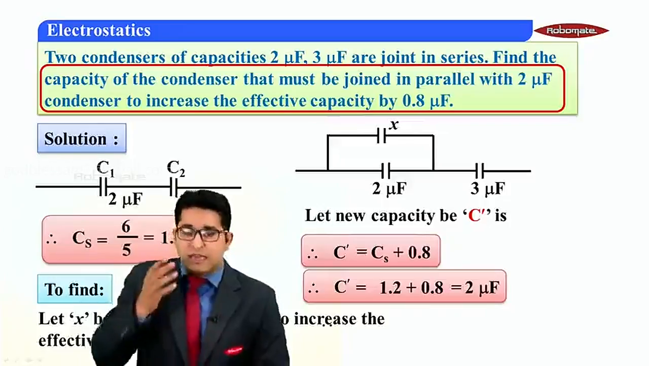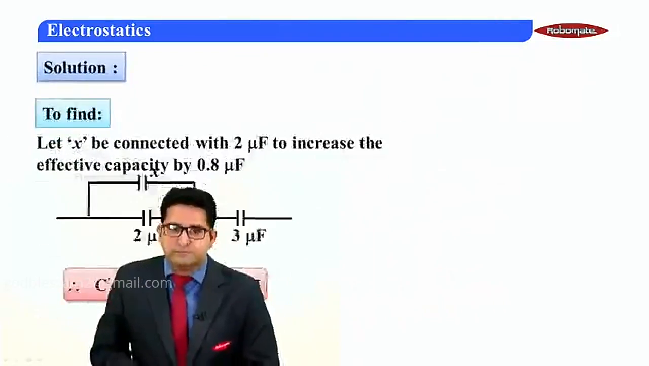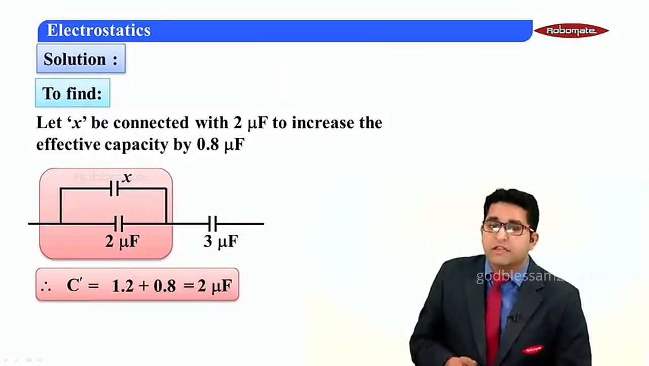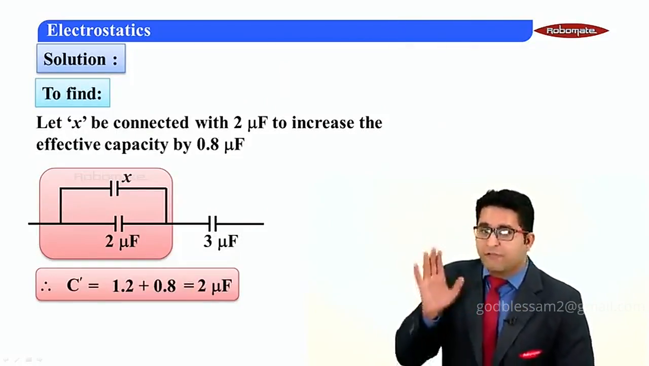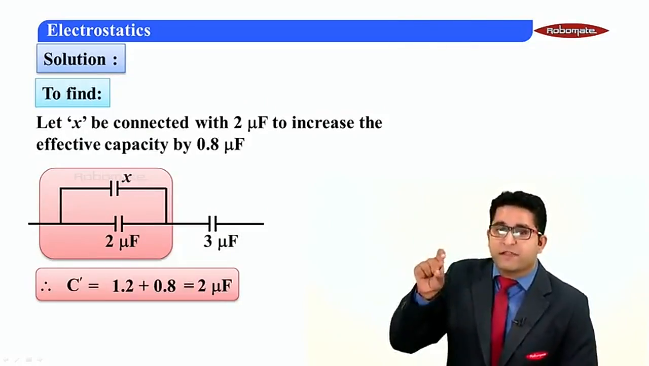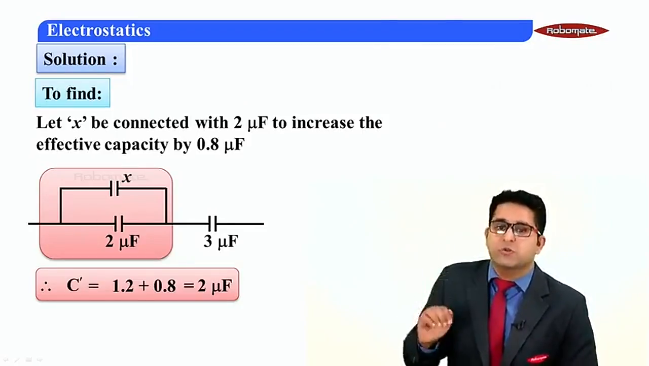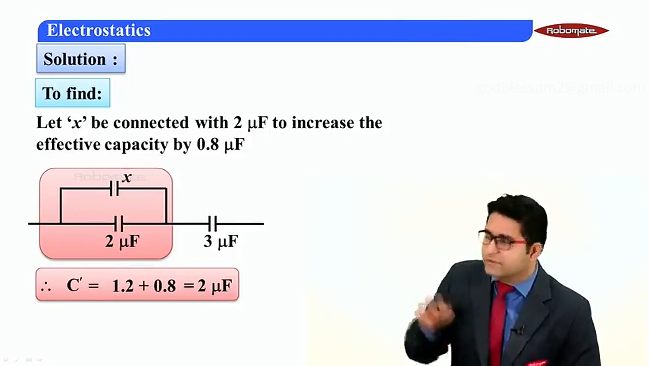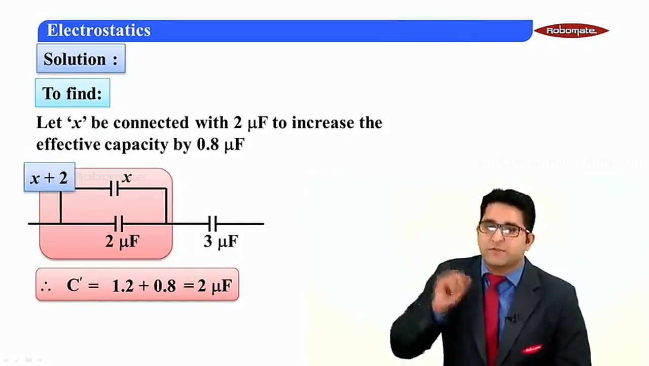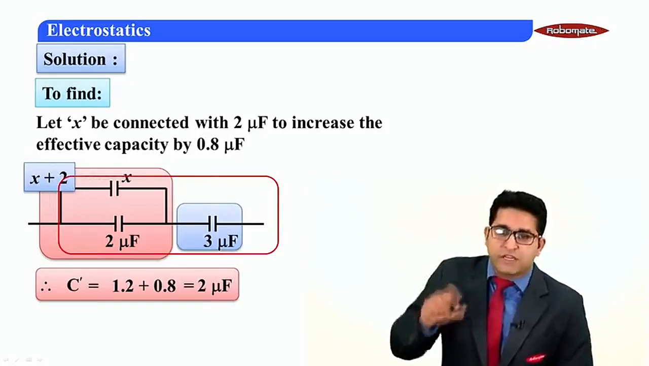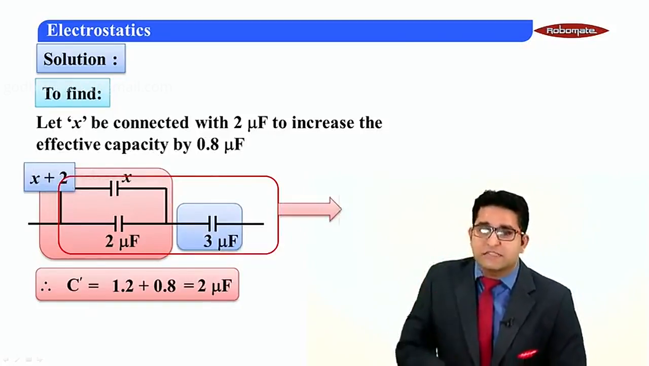Now let us move further. Let us take this diagram ahead. In this situation, we are supposed to find out the value of X. Now see these two capacitors carefully, X and 2 microfarad. How are they connected? They are connected in parallel. And once they are connected in parallel, the effective capacity gets added up. So in this case, the effective capacity will become X plus 2, or it can also be written as 2 plus X. Look at this 3 microfarad. Now see X plus 2 and this 3. How are they connected? They are connected in series.